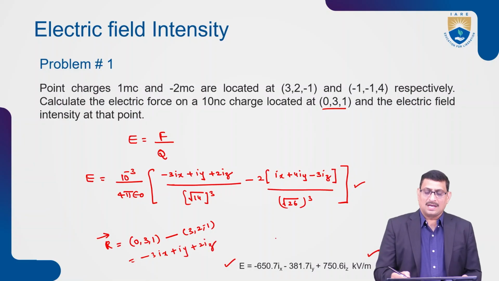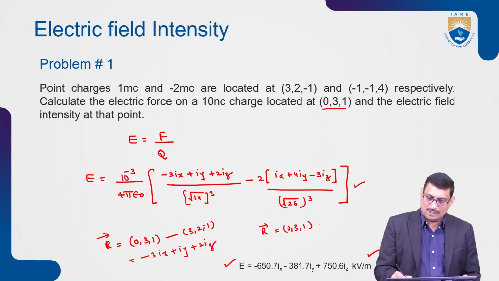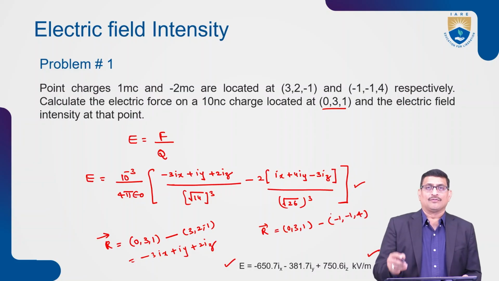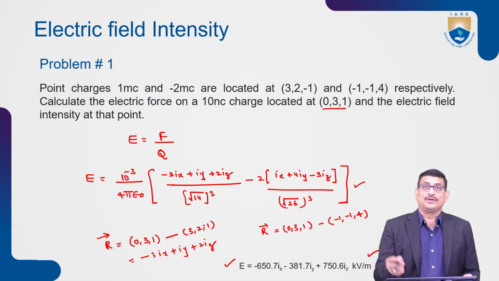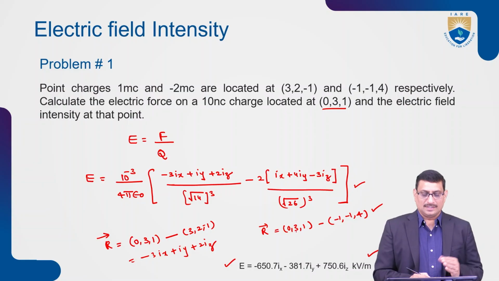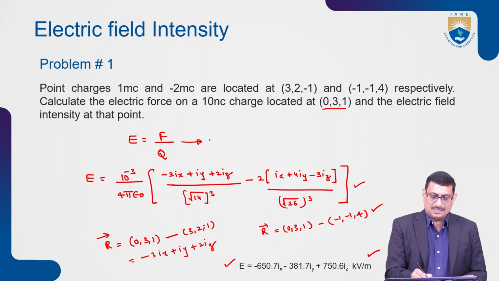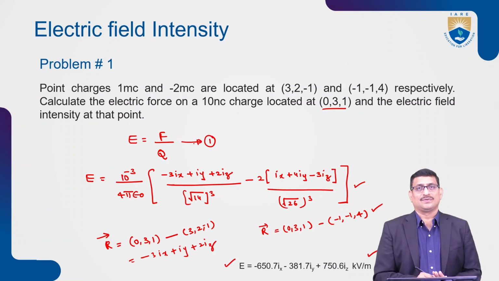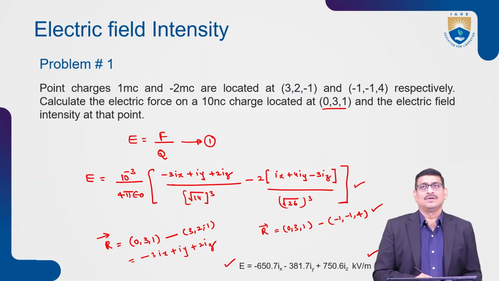Whereas in the second case, again we have to calculate at 0, 3, 1 only, but the charge due to which we have to calculate is located at minus 1, 4. Therefore, where we have to calculate, that point position vector coordinates minus the point position vector coordinates due to which we have to calculate. So this is the concentration point. Another concentration point is that the electric field intensity is defined as the force per unit charge. That's all. This is how we can solve a problem on electric field intensity calculations.